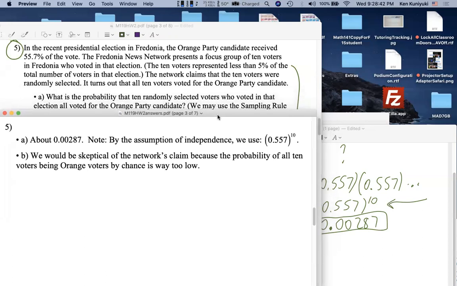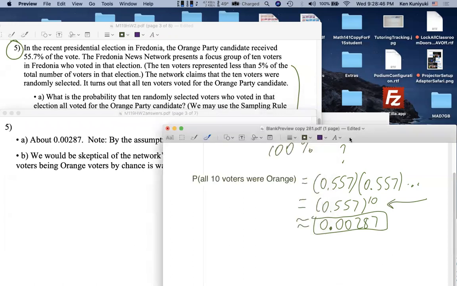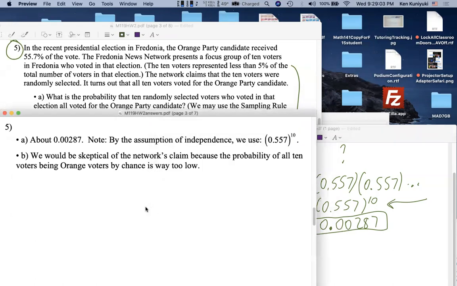Because again, 10 people on the stage, they're all voters, and the probability that all 10 voted orange is that. So if the network's trotting out these 10 voters and it turns out all 10 of them are orange supporters, you as a viewer might be going, wait a minute. The chance of that happening just by pure chance and random selection, unbiased, is way too low, which means I think the network's fixing things. This network is in the pocket of the orange party.